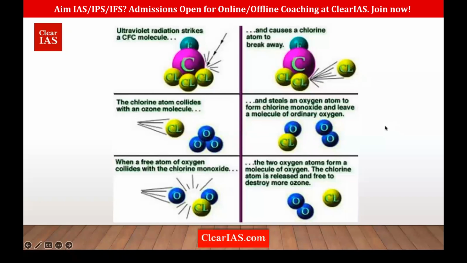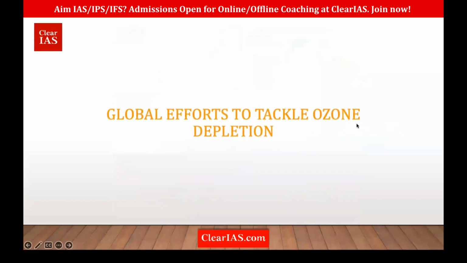By the 1980s, we discovered that this ozone layer is actually depleting. So what did we do? The world came together and said, yes, we have to do something. Otherwise, what will happen? All the harmful UV radiation will come to the Earth, right? So what did the world do for that?